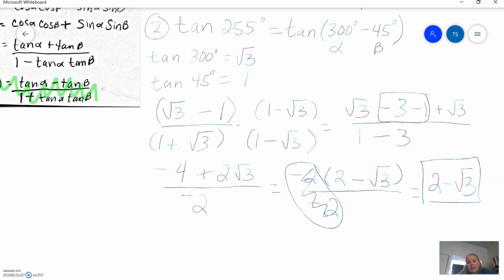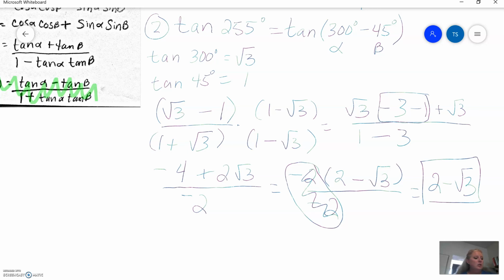And you can check that using the calculator. Hit tangent of 255. Make sure that your calculator is in the right measurement. Make sure it's in degrees if you're using degrees. And then check this one out. It doesn't matter what you do when you do 2 minus radical 3. It's going to be the same.